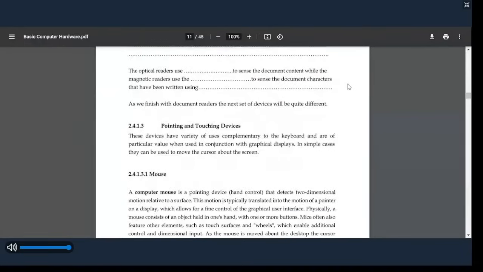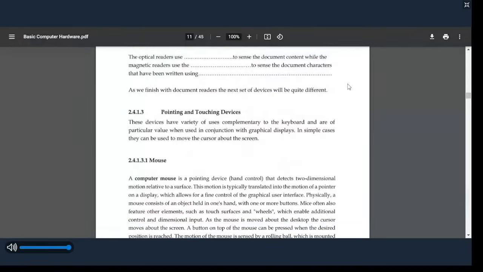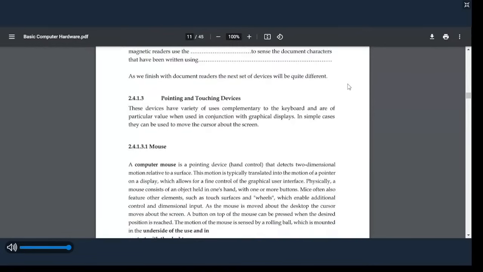Then we have the pointing devices, which you also look at. We have devices that have a variety of uses complementary to the keyboard, and are also particularly valuable when used in conjunction with graphical displays. In simple cases, they can be used to move the cursor about the screen. So we have the mouse.